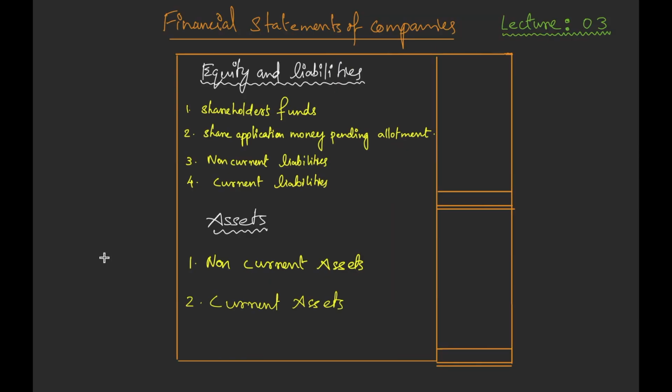So in the balance sheet of a company, we have two parts, that is equity and liabilities and assets. And under equity and liabilities, we have four items, that is shareholders funds, share application money pending allotment, then non-current liabilities, current liabilities, and under assets we have two items, that is non-current assets and current assets.